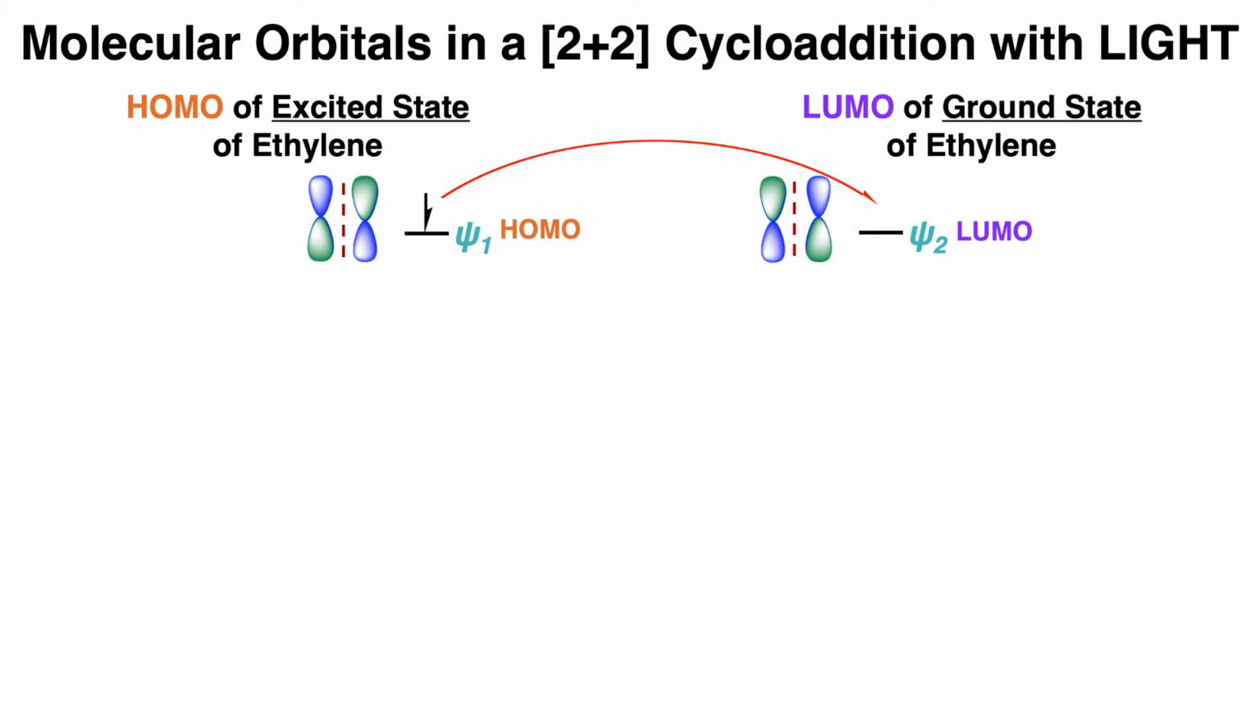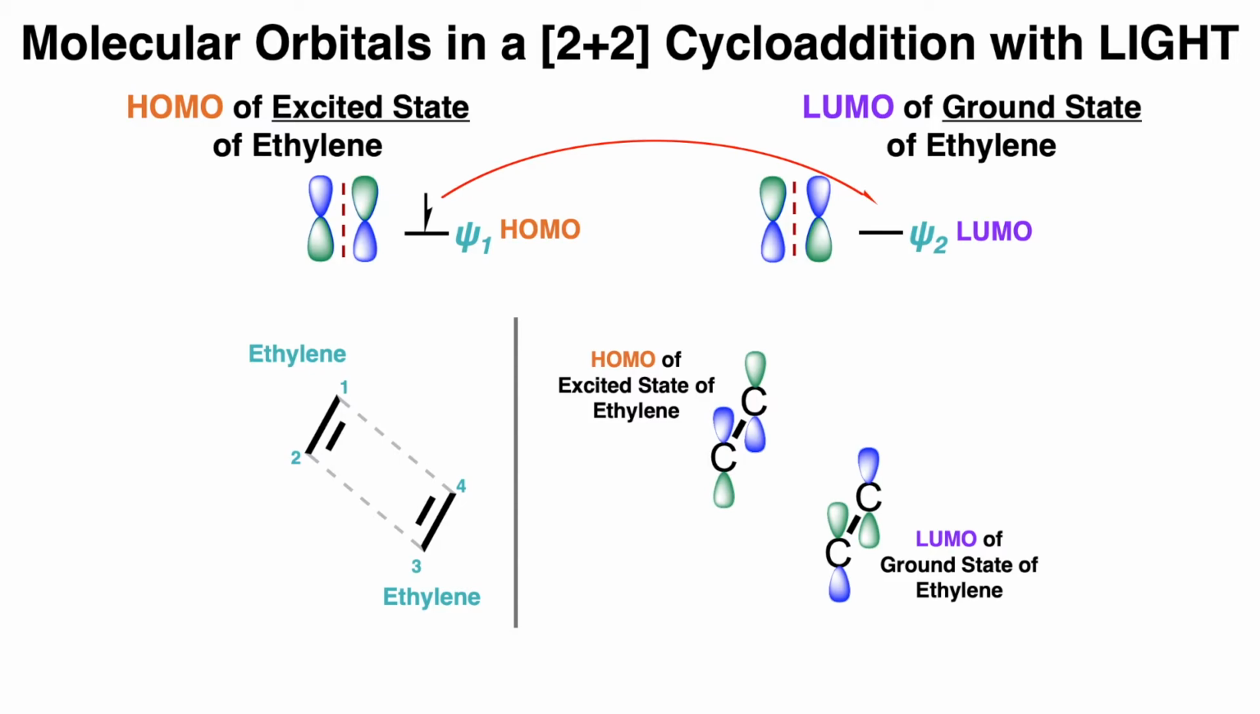An excited state means that light excited an electron, and the ground state means it's the normal MO that was not excited. Now we can draw the orbitals of the new HOMO of the excited state of ethylene and the LUMO of the ground state of ethylene. And now we can see that the blue lobes between C1 and C4 overlap, as well as the green lobes between C2 and C3. This means that both sets of orbitals match in phase and have bonding interactions, so a photochemical 2+2 cycloaddition using light is allowed.